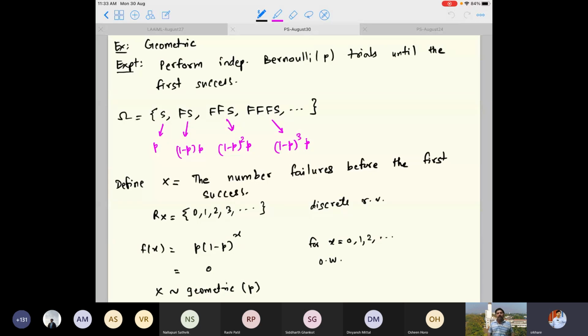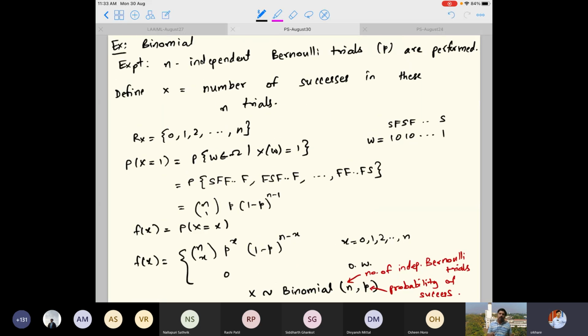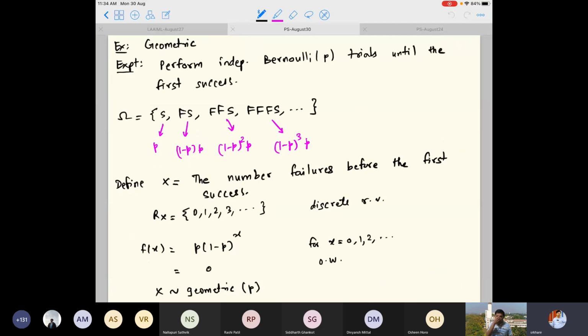And what is this geometric random variable really doing? You are now fixing the number of successes, so to speak. You are saying that you are interested in only one success, and you want to see how many independent Bernoulli trials are required to get that first success. Here you had n independent Bernoulli trials and you counted how many successes you have. Here you want only one success and you count how many independent Bernoulli trials are required to get that first success.